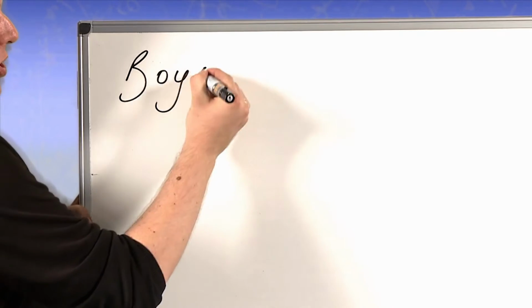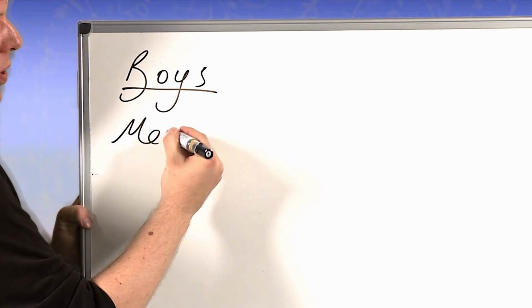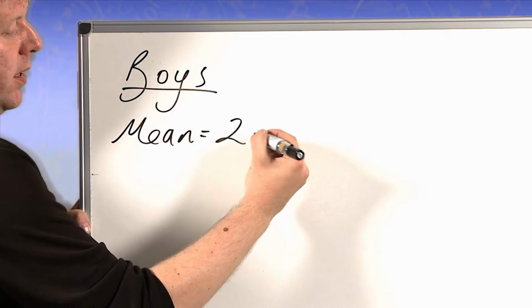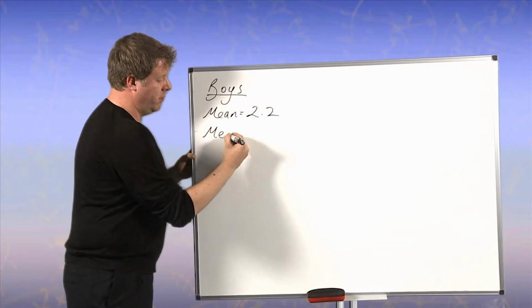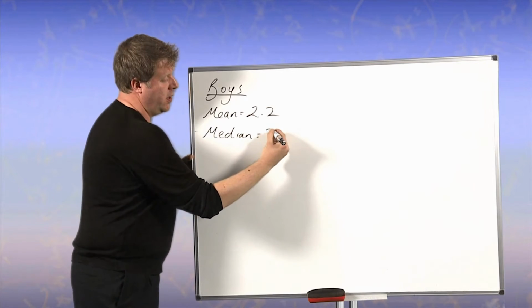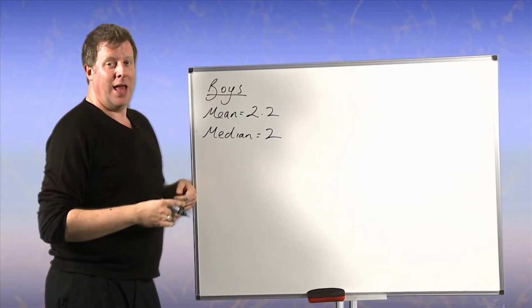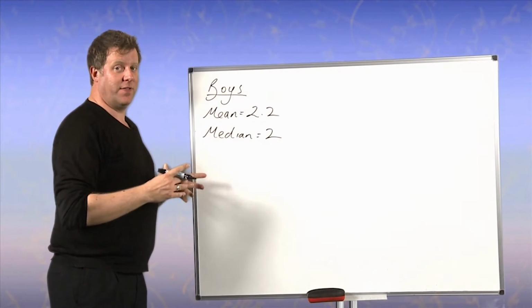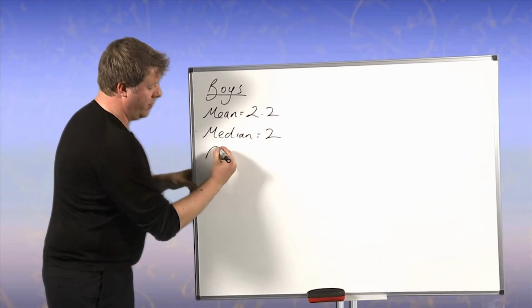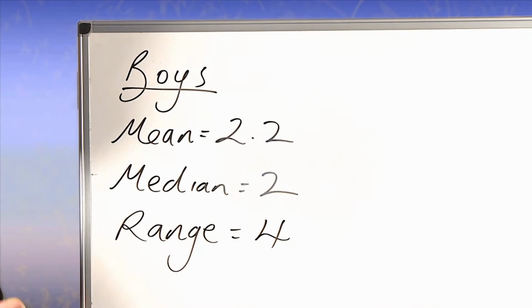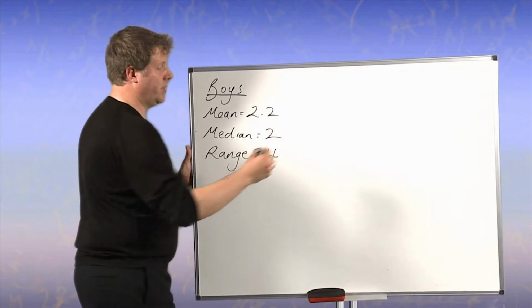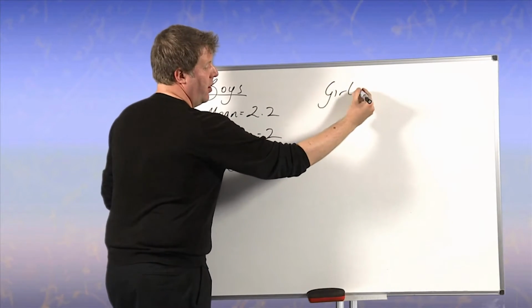The boys' mean is 2.2. Their median is 2, and the range, remember the highest value, take away the lowest value, is 4. And likewise, you can work these out yourself.